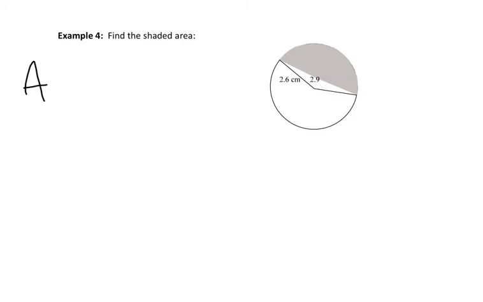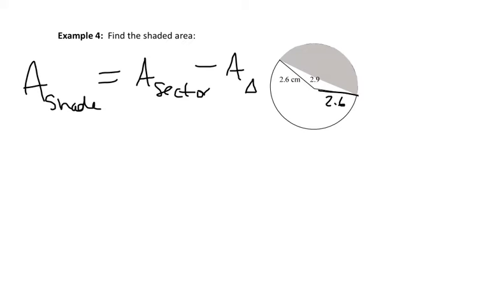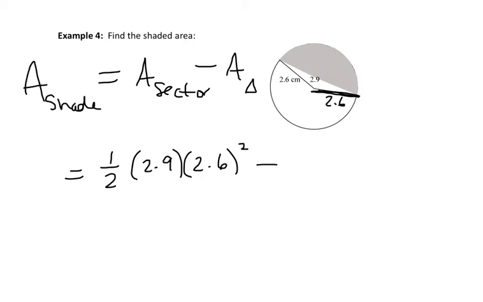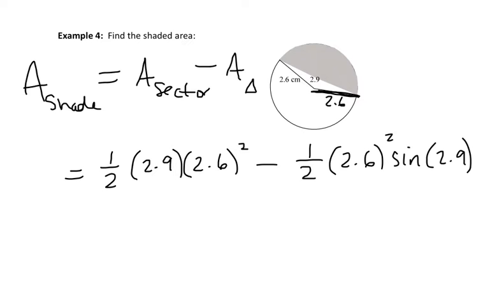Okay, shaded area. So area shaded is going to be area of the sector minus area of the triangle. Notice because it's a radius, this length is also going to be 2.6. So area of the sector is going to be a half times the angle times the radius squared, minus area of the triangle, which is going to be a half a b, so that's going to be squared, sine 2.9. Make sure your calculator is in radians mode, and you can go ahead and calculate that, I trust. So remember, this is radians. And as soon as we use sine, we need to make sure that we're in radian mode.